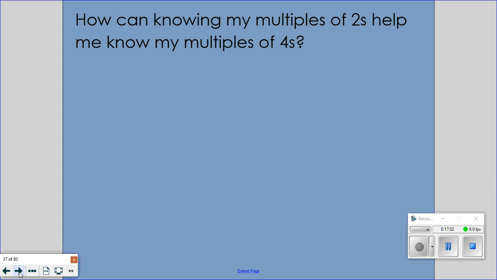Zach, what do you think? Because you just skip them by 2. Kind of. So I want to add on to Mac. He's on the right track, but we need a few more words in there. Evelyn? You skip them by 2 and then double them. Yeah. If I know my 2's... So, Riley, you skip count by 2 to get the 4. Kind of. If you know your 2's, that's skip counting. We're writing this down.